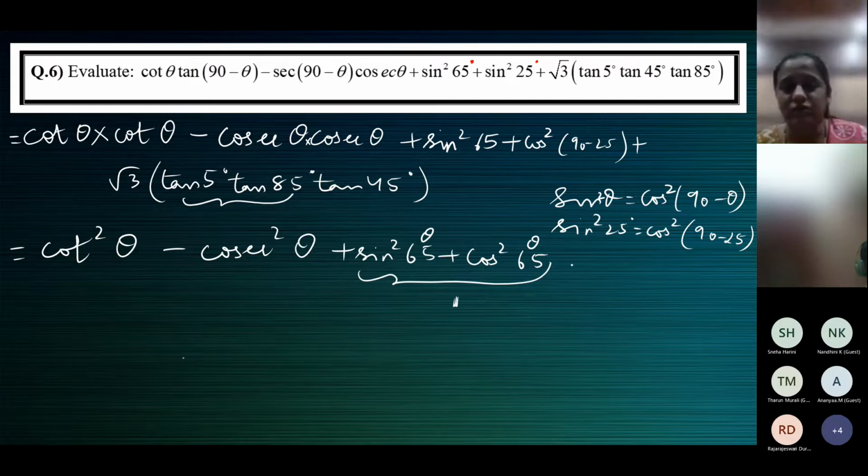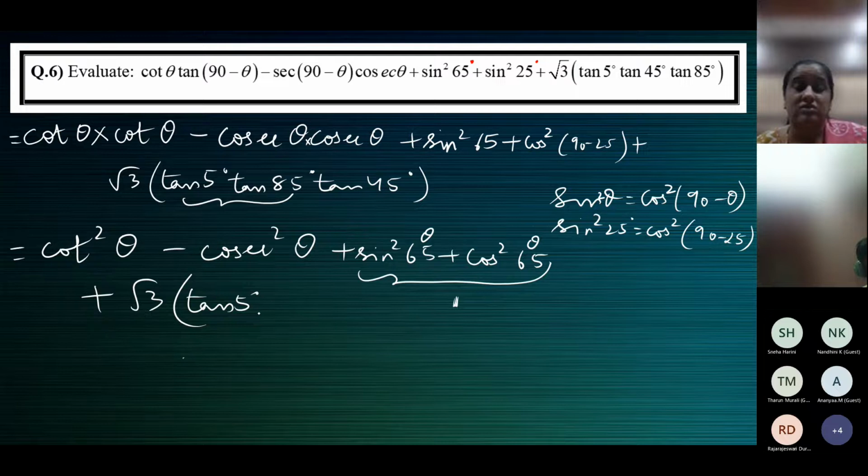Then we have to continue with this one. Plus root 3 into. Now you can change tan 5 degrees or tan 85 degrees. I'll tell you. Now supposing you want to change tan 85 degrees. What is tan 85? What is tan theta? Cot 90 minus theta. So tan 85 degrees is cot 90 minus 85 degrees. So we're just using that relation which we already know.